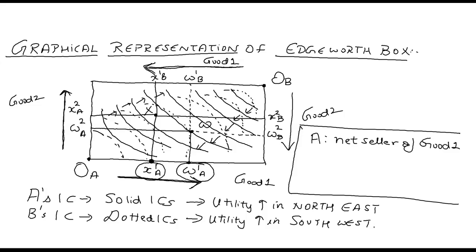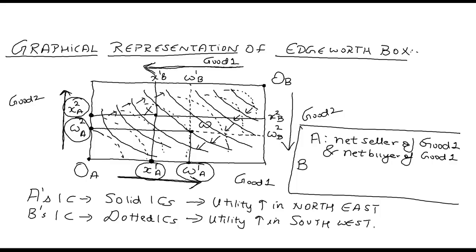If I look at agent A only, agent A is a net seller of good 1, and look at good 2. Agent A is consuming more than his endowment of good 2. Agent A's endowment of good 2 is this much, but how much is he actually consuming? This much. So I can say agent A is a net buyer of good 2. Why is agent A a net seller of good 1? Because he is consuming less than his endowment. Why is agent A a net buyer of good 2? Because he is consuming more than his endowment.